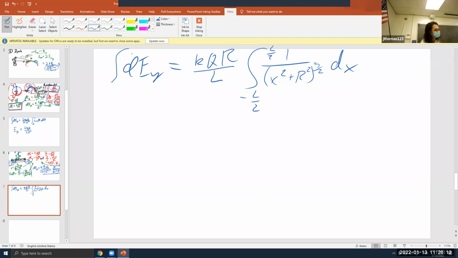Now, the integral at hand, how do you actually do this integral? If you really want to, I think the trig sub is the most straightforward way to actually do this if you really want to do the integral.